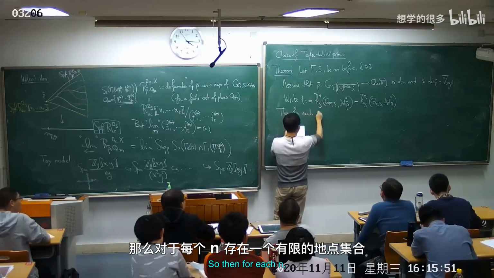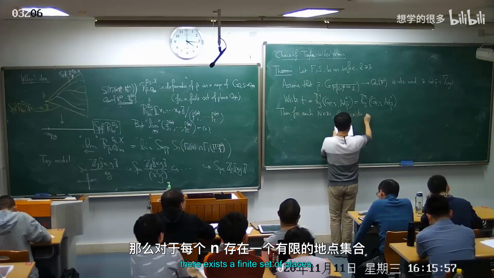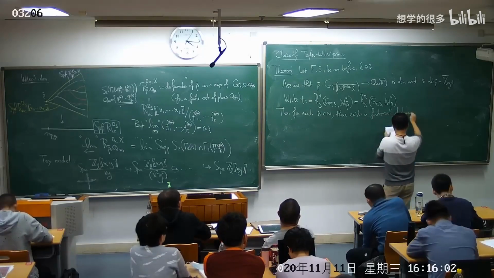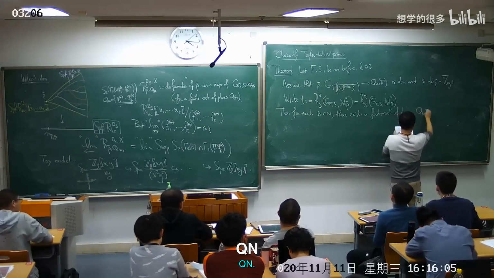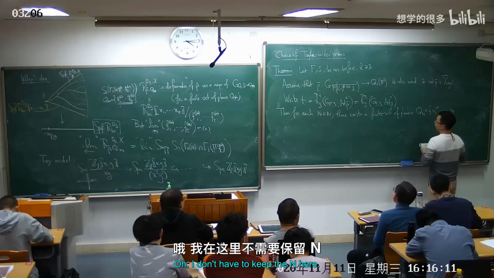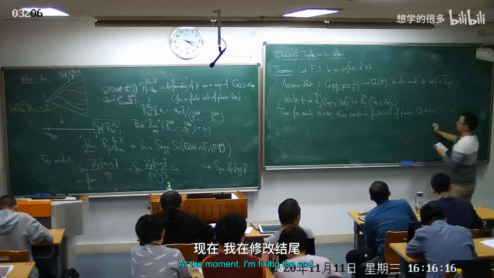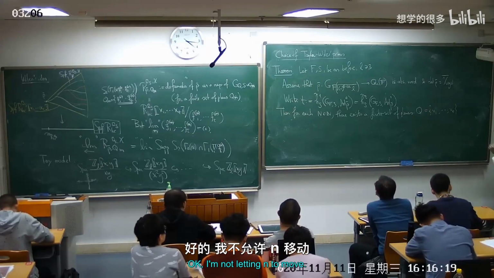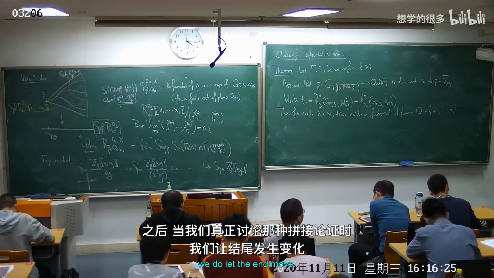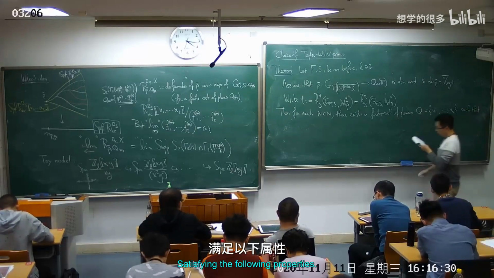So for each n, there exists a finite set of places Q_n. I don't have to keep the n here, so I'll just write Q. At the moment, I'm fixing n. I'm not letting n move. Later on, when we really talk about the patching argument, we do let n move. At the moment, let's not move n. Satisfying the following properties.